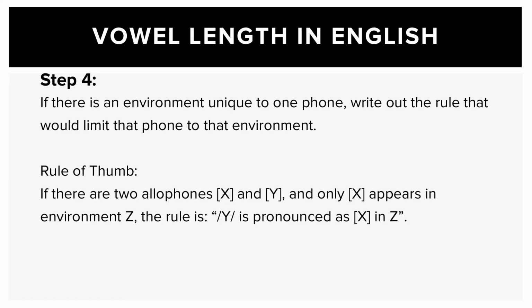The fourth step, if there is an environment unique to one phone, write out the rule that would limit that phone to that environment. Now, just as a rule of thumb, if there are two allophones, X and Y, and only X appears in environment Z, the rule is Y is pronounced as X in Z.